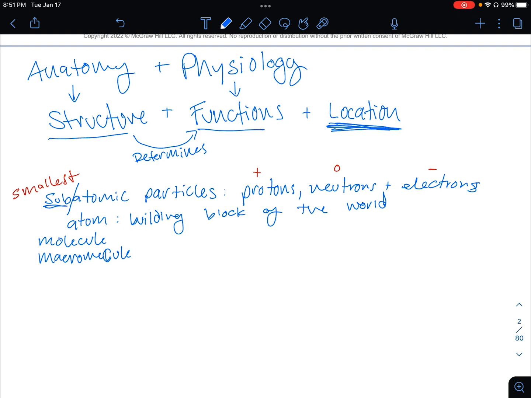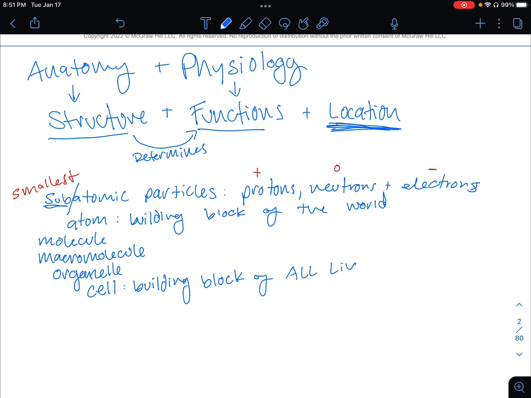Macro. Ooh, that's really not spelled right. Macromolecule. If we put those macromolecules together, we get an organelle. Remember, we are looking at the full word, not just organ, because an organelle is going to be smaller than the building block of all living things, our cell.